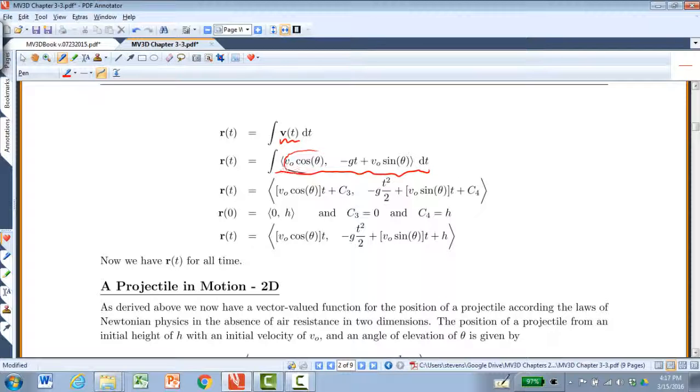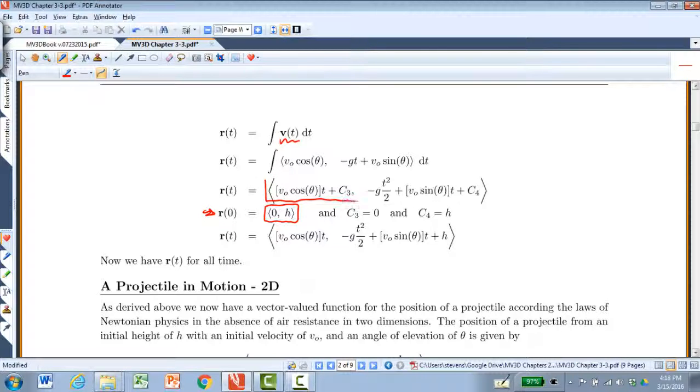So this thing here, whenever I integrate it, is going to get a v naught cos theta times t. Right, that's just a constant times t plus some new constant, right? And then whenever I integrate this term, that t goes to t squared over 2, but I still get the negative g out in front. So that goes to this, and then that's just a constant, so it just gets a t thrown in front of it right there. And then another constant of integration. So now we have two more constants of integration. But again, those are determined from the initial conditions that we just pointed to earlier.